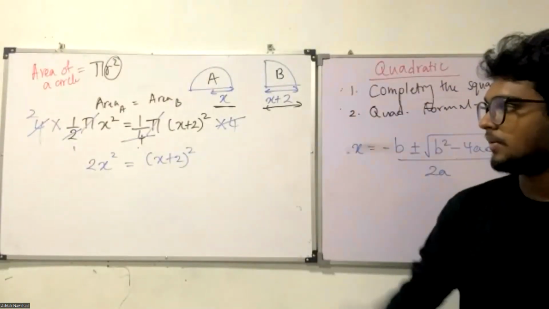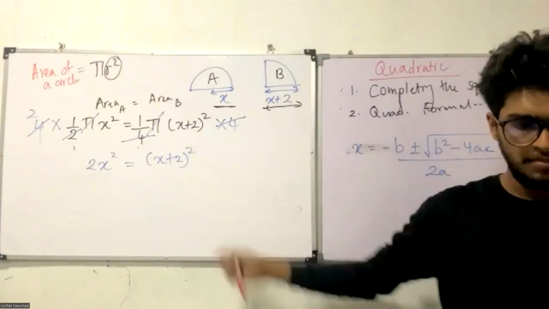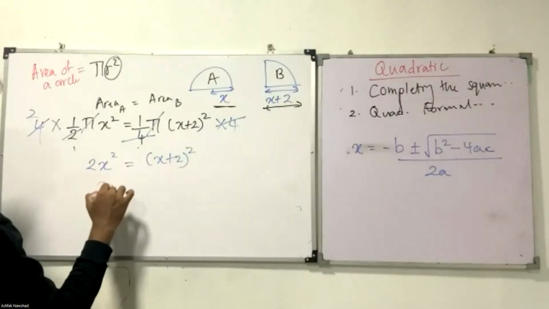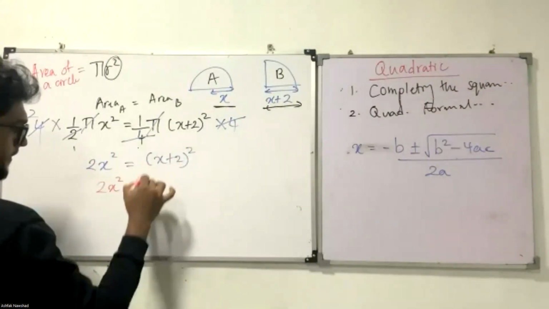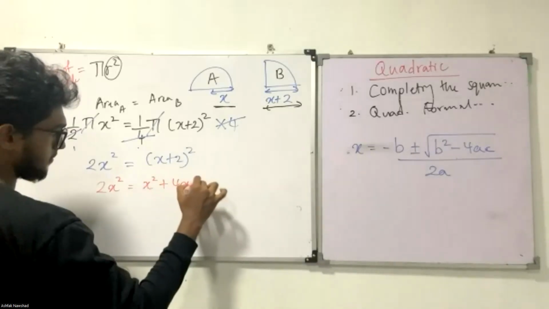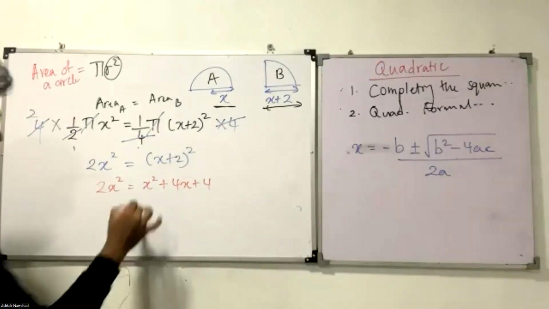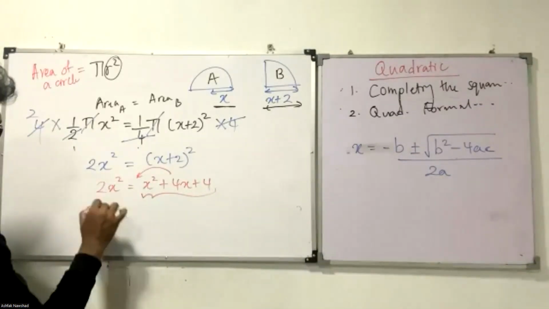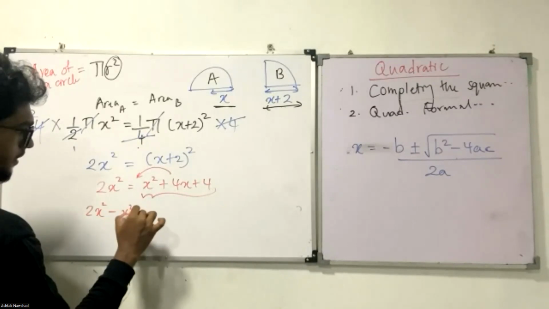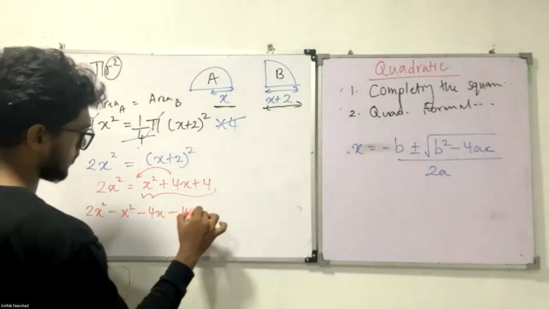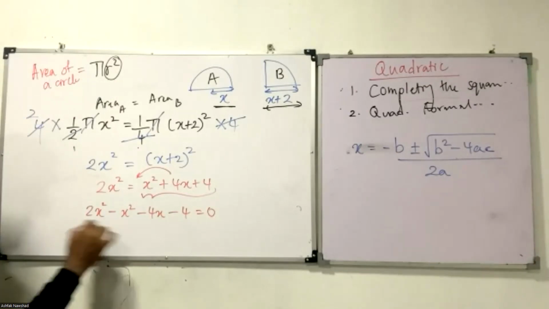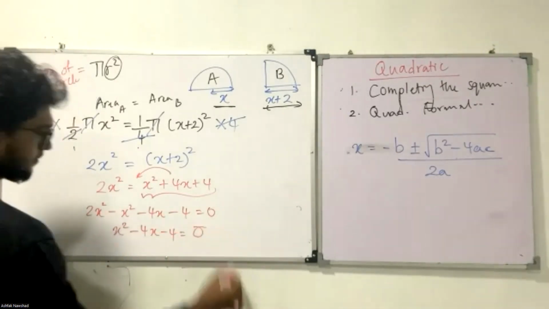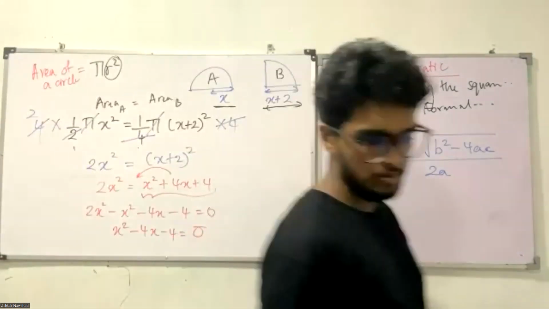Now we'll have to expand the brackets and simplify. Let me know in the chat if this is clear. While I'm expanding, let me know. I'll expand this: x square plus 4x plus 4, and then I'll take all these terms to that side. So 2x square minus x square minus 4x minus 4. So this is x square minus 4x minus 4. Clear? Good.